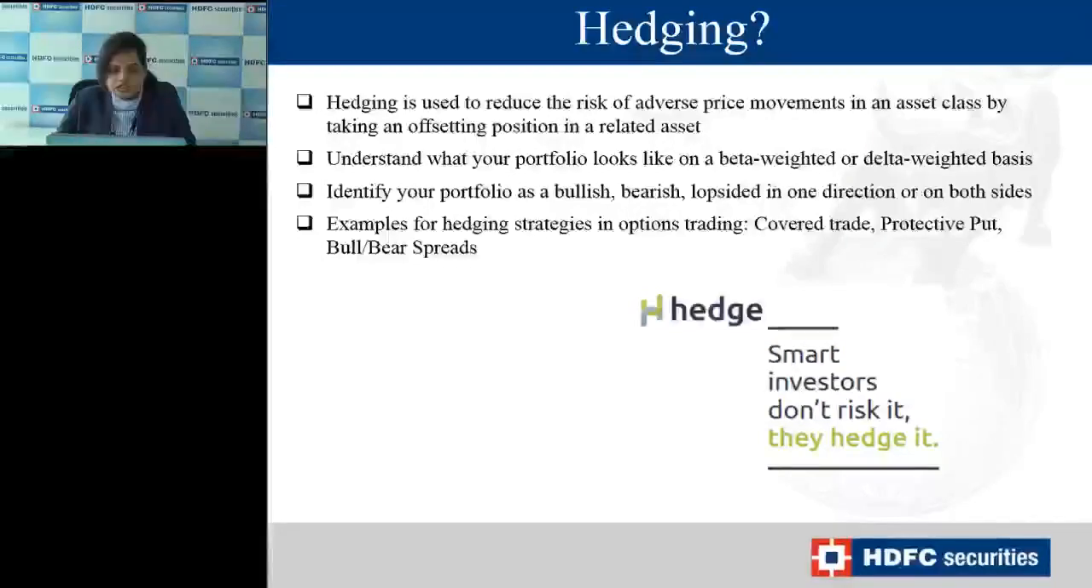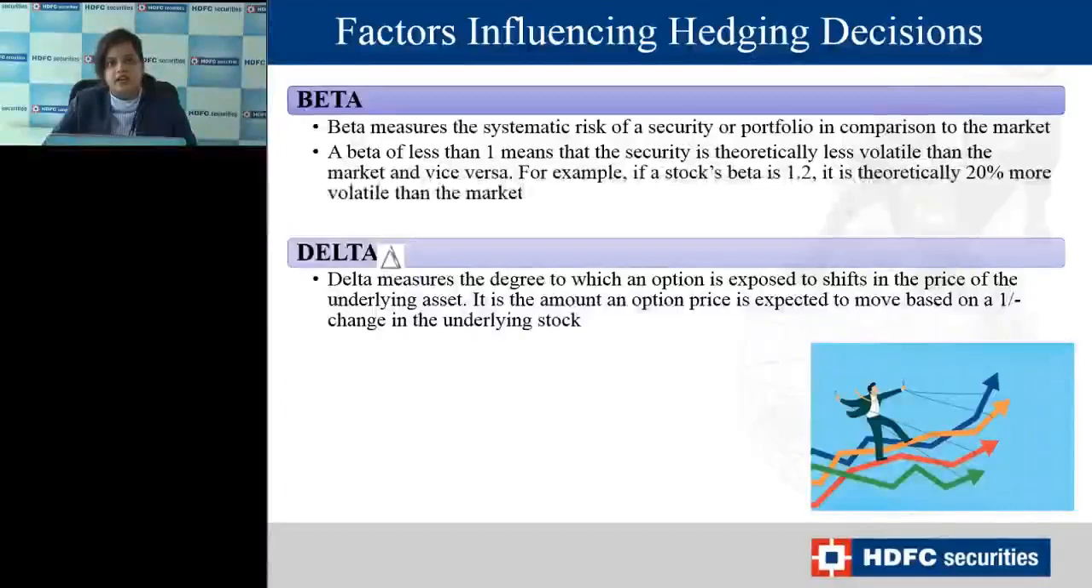Moving on to the next slide, first we'll understand the factors that influence hedging decisions. There could be a lot of factors, but what we are going to focus on right now is understanding beta and delta. Two very important Greeks to understand before we get into the details of hedging. Beta is nothing but the systematic risk measurement of a portfolio or a security in comparison to the market.